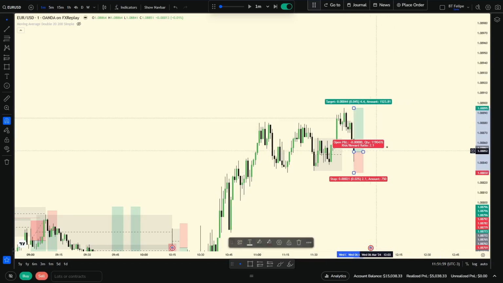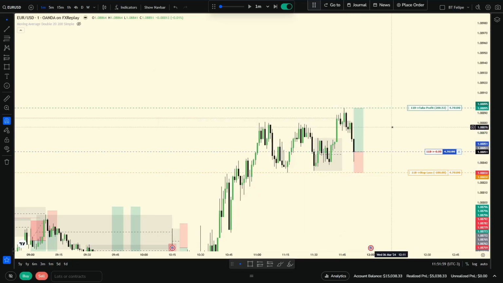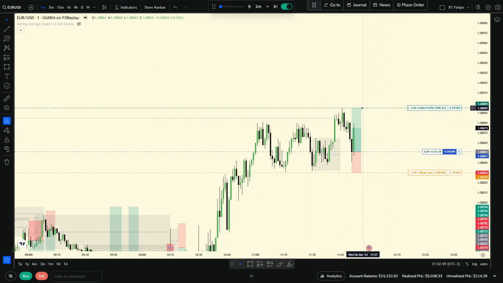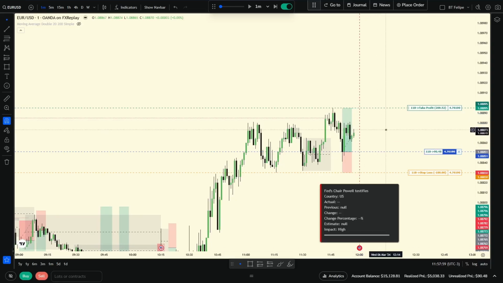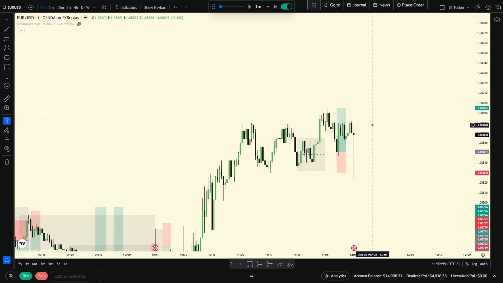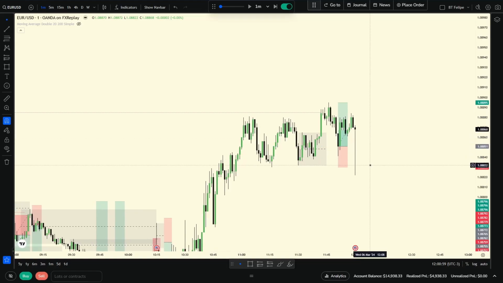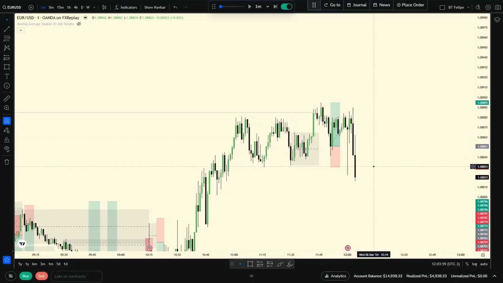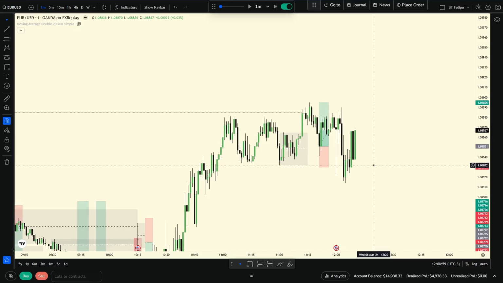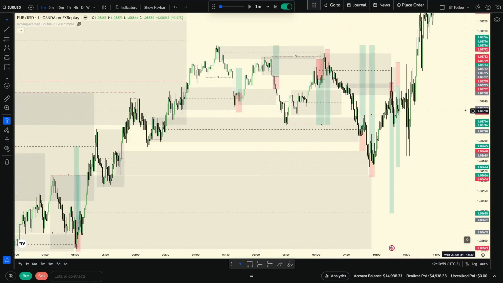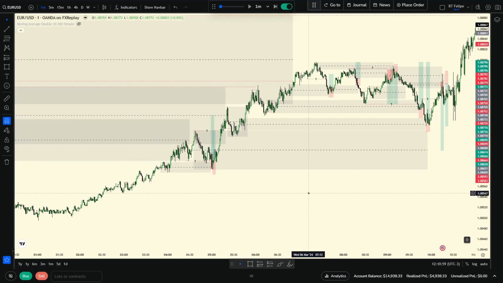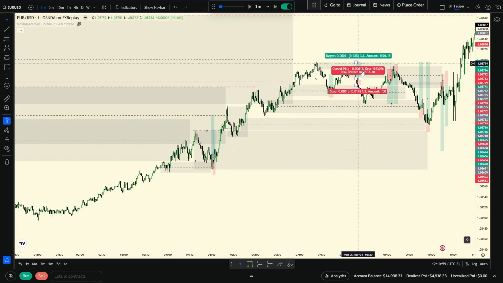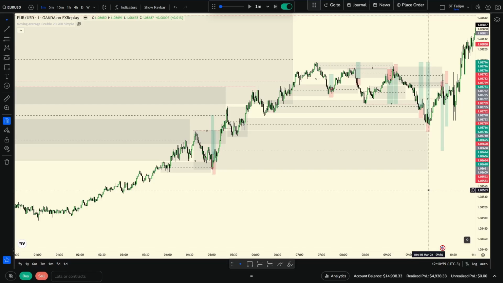2.1. This one is very risky. Let's try it, at least here. Oh, there's another news. Oh shit. Yeah, this kind of price action makes me very confused.